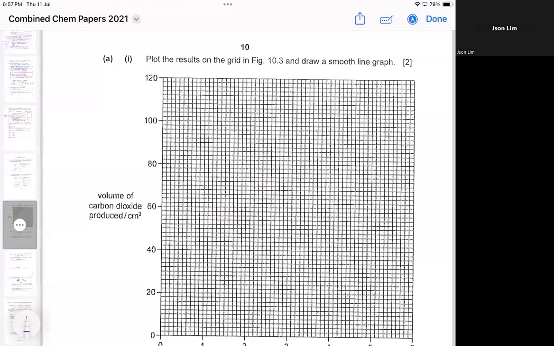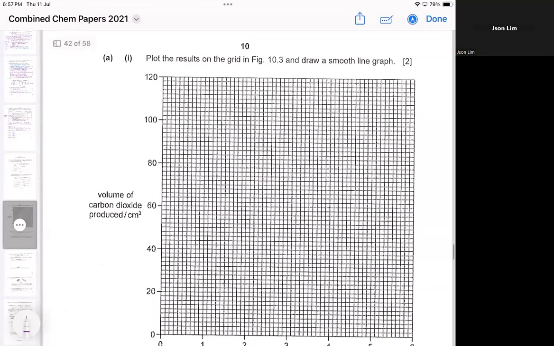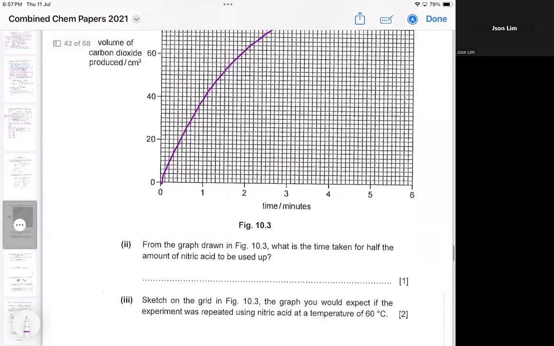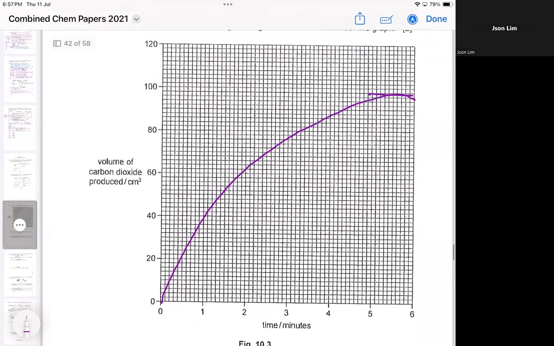So from 5 to 6, somewhere here is a horizontal line. Something like that. Okay, so from your graph, the time taken for half the acid to be used up. Half the acid used up is not half the time. Half the acid used up is when you locate 50 cm cube produced.